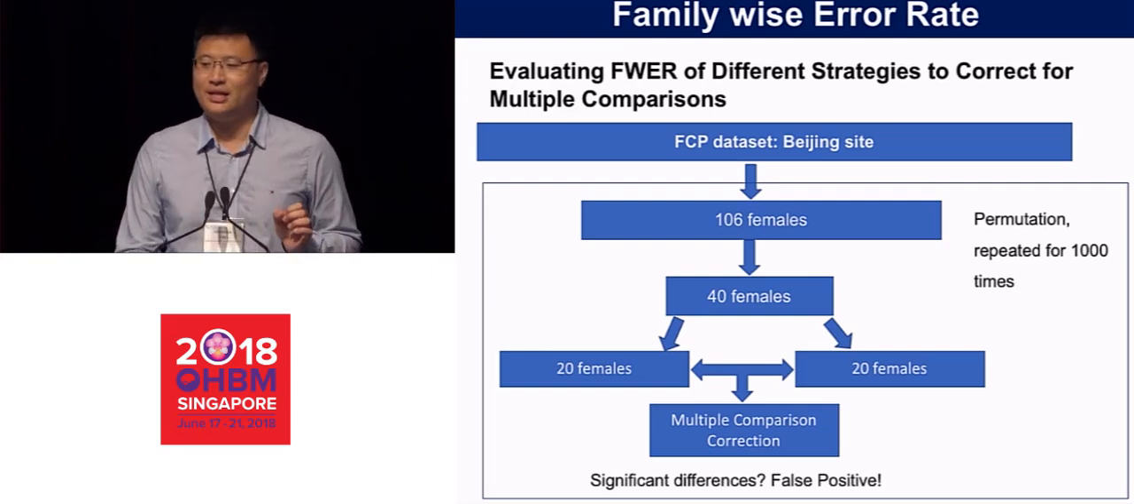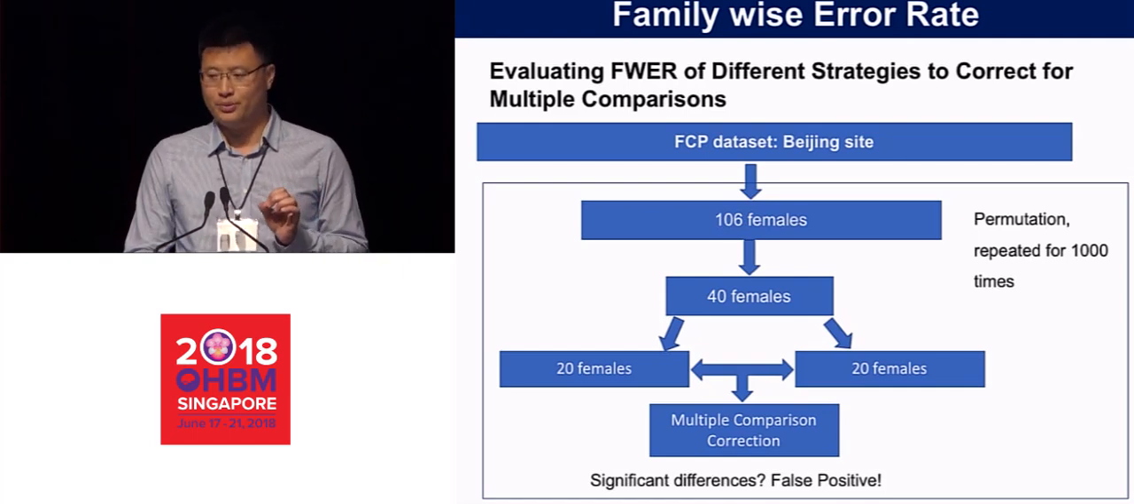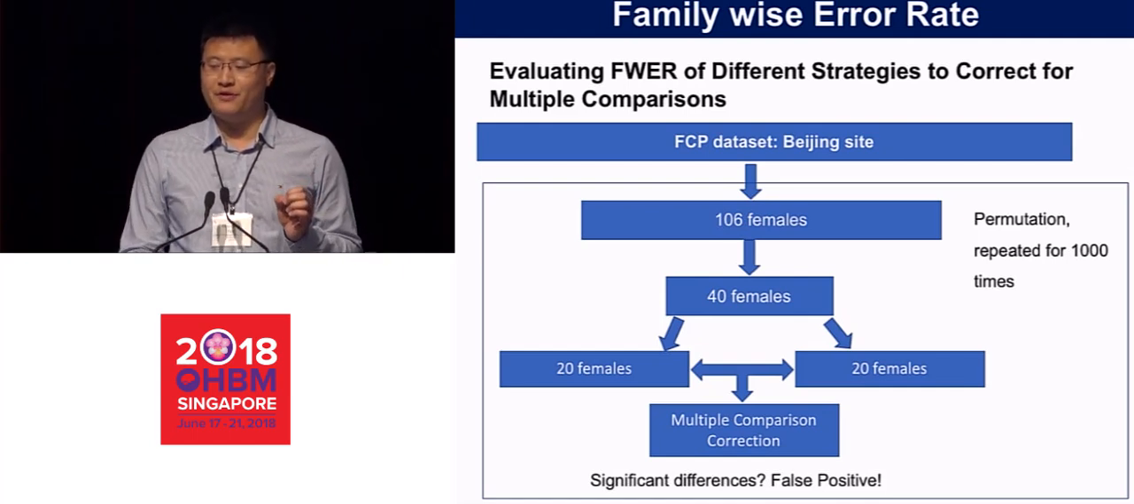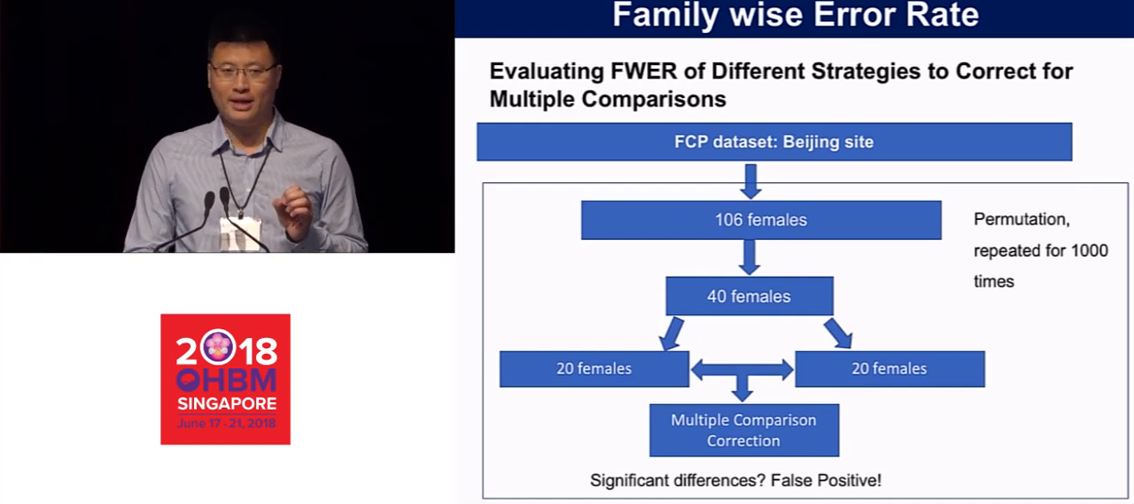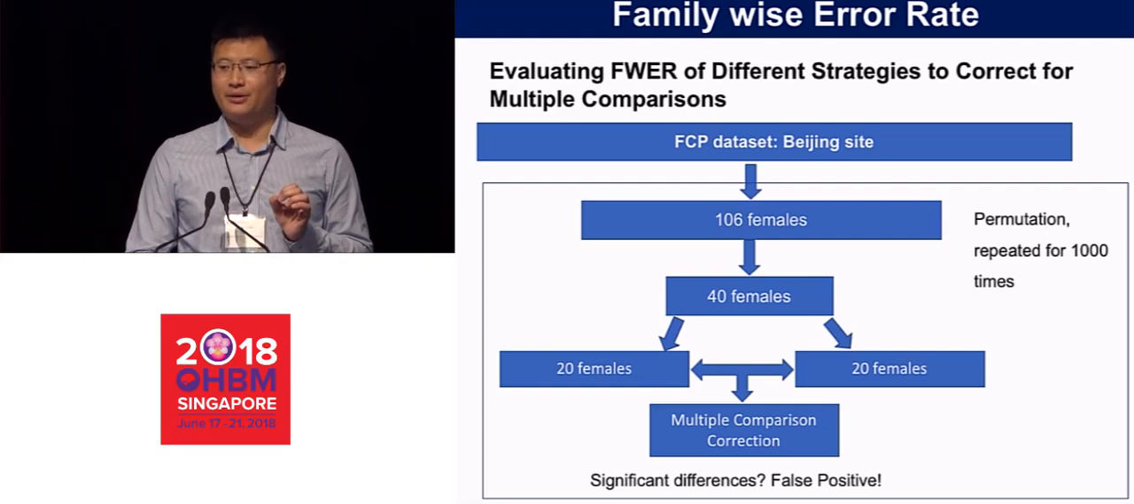So what we did is we used the FCP data set. There's a Beijing set with 106 females. All are very young females, so this is a very homogeneous group. We randomly pick 40 females, split 20 by 20, and do a comparison. If a significant difference comes out, then this is a false positive. We permute it 1,000 times so we can evaluate the family-wise error rate.